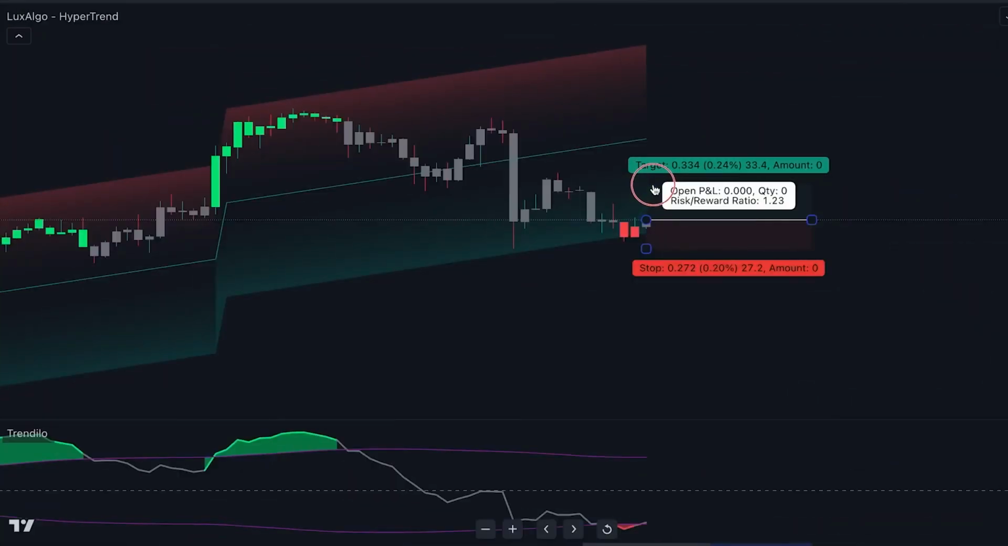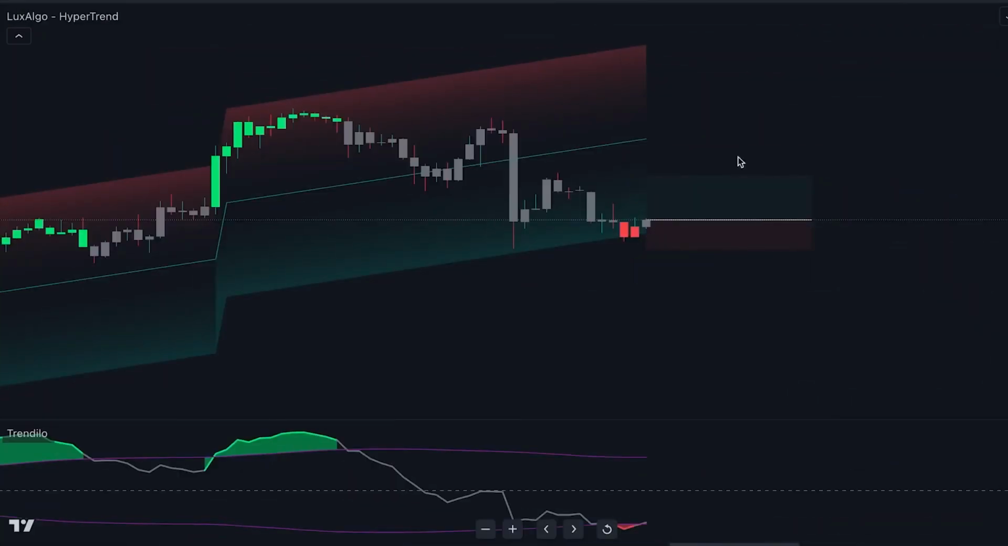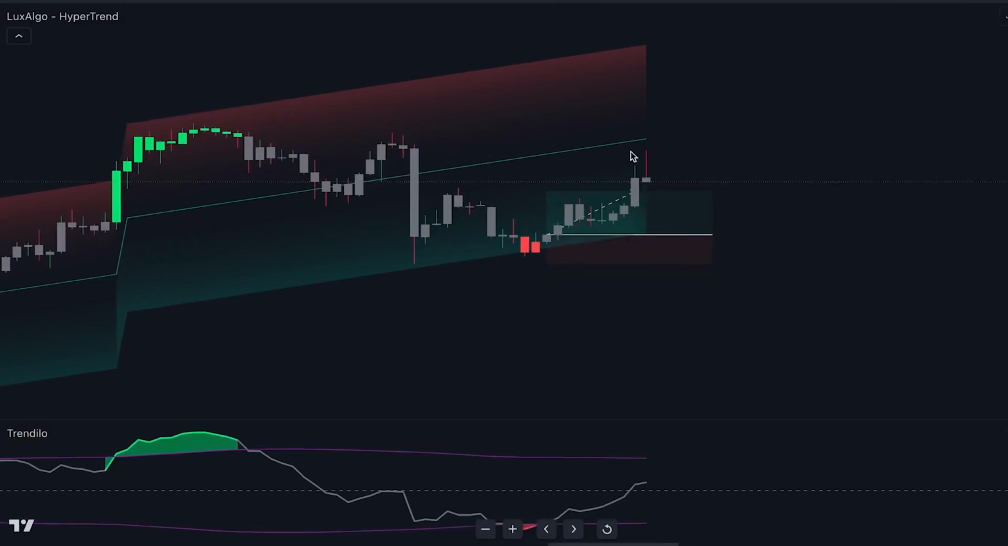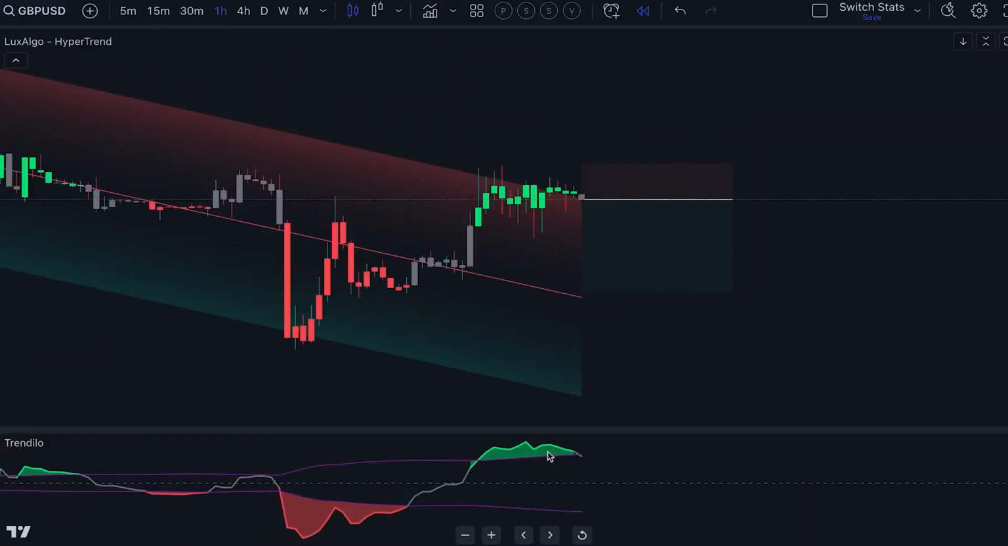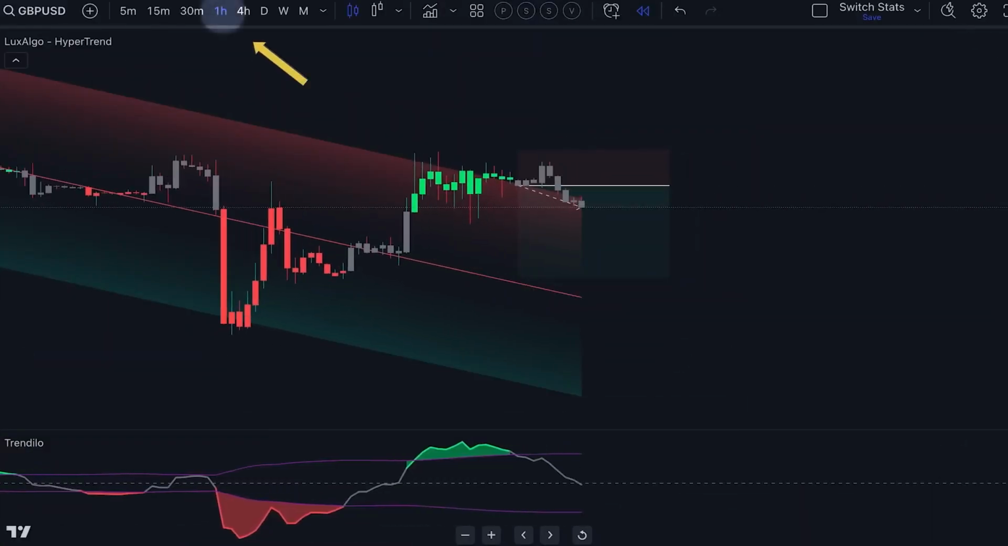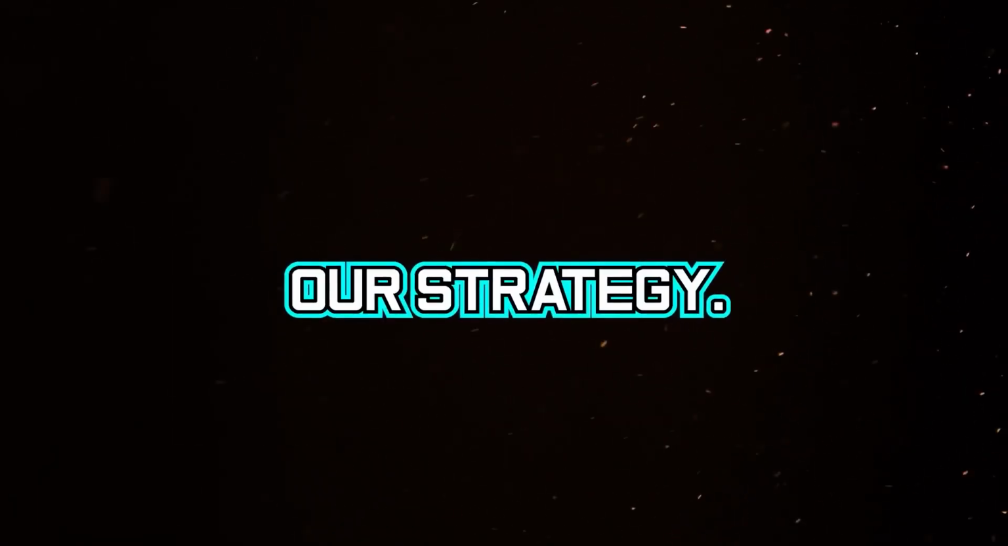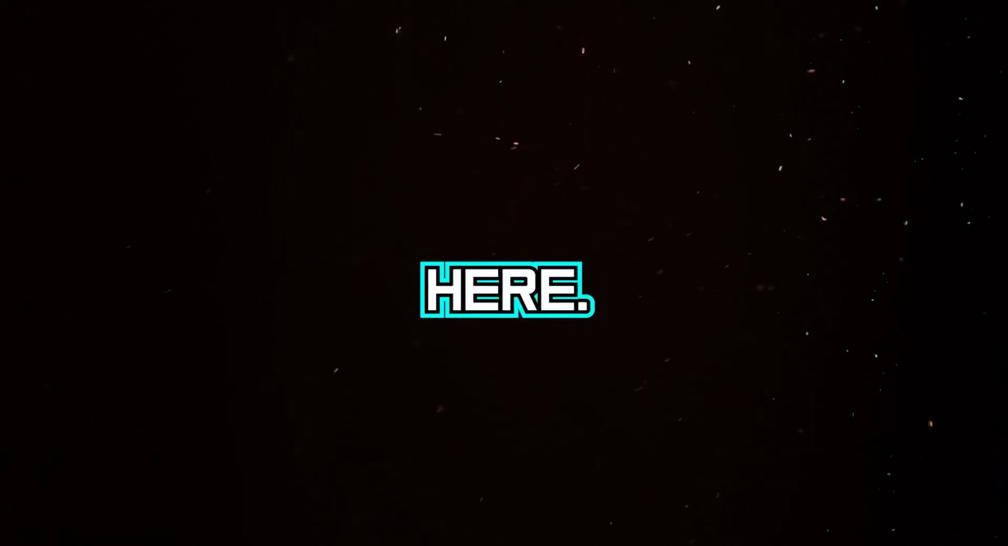In our strategy, we will employ the hypertrend indicator as our primary tool for trend detection, complemented by the TradingView indicator for executing entries. Our approach involves utilizing the 1-hour timeframe to identify entry points and the 4-hour timeframe to establish the structural bias of a trend. Let's take a closer look at our strategy. It's crucial to pay careful attention here.